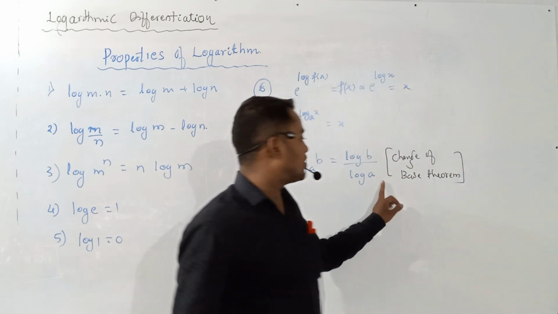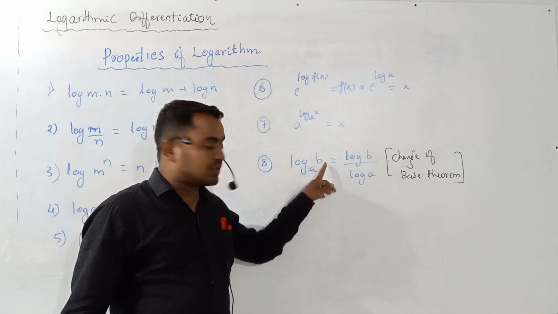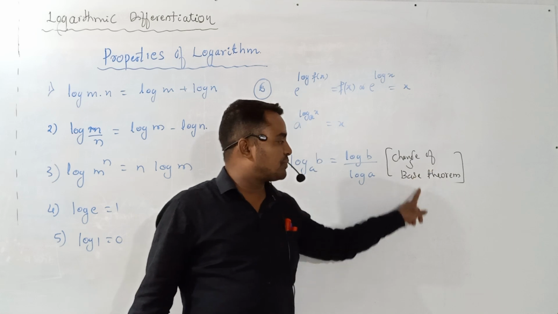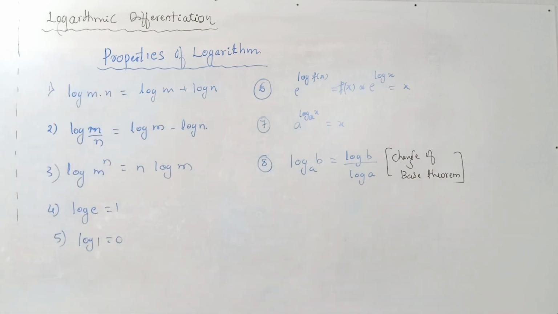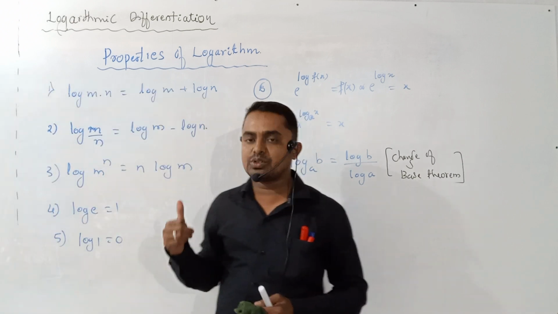This property is called the change of base theorem. It is very important. Log b to the base a is nothing but log b divided by log a. It is called the change of base theorem. So these are the properties that we are using to solve the problems. So let us solve problems on these properties.